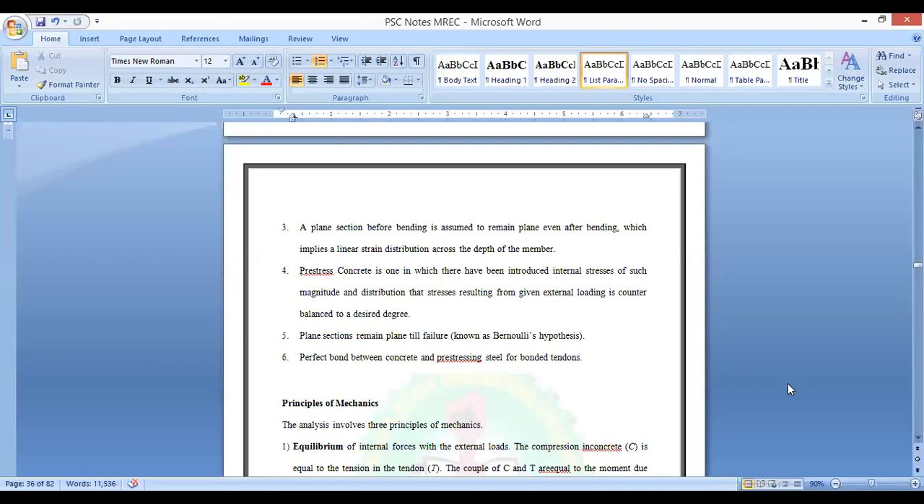Why? Because you are making the member hog instead of sagging. Understand? So that is the meaning of pre-stressing concrete. The member bends in the upward direction instead of bending downward. That is nothing but counteracting the load, or counteracting the deformation. Why? Because we are distributing the stresses with the same magnitude and the same deflection.